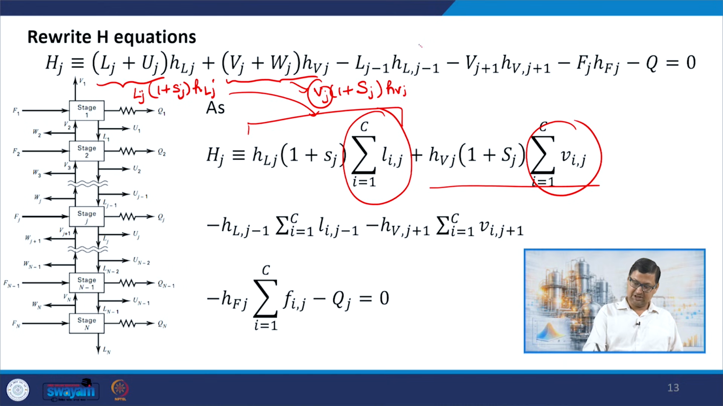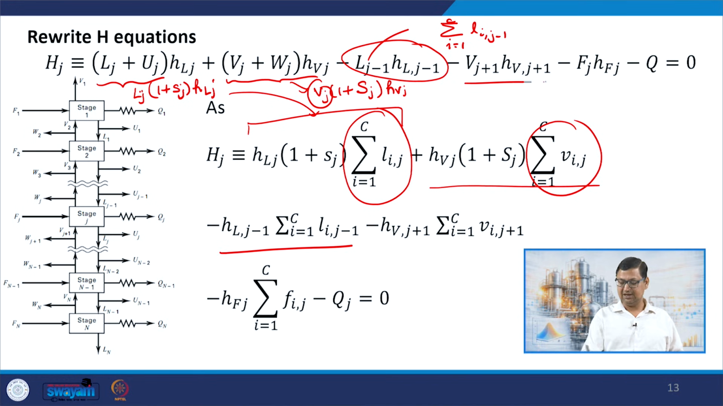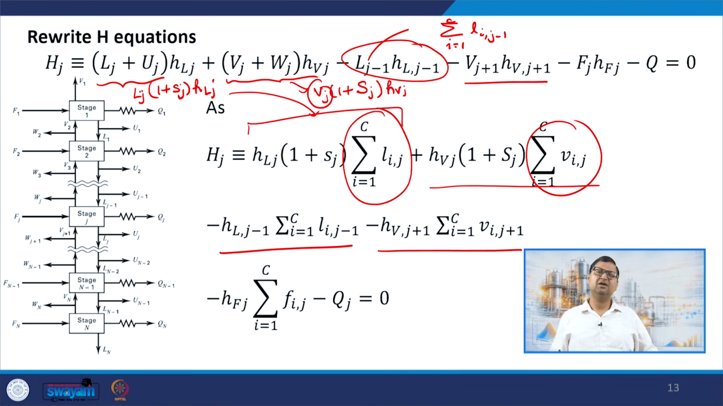Now similarly, for the third term, Lj minus 1, I can write as summation over i from 1 to C of Li for j minus 1. That gives me the third term here. Similarly, we have the fourth term. All the liquid and vapor total flow rates I am replacing by the summation over the component molar flow rates, because that is my new variable which I want to work with. Similarly, Fj, the feed molar flow rate, is the sum over the component molar flow rates in the feed, and Qj is as it is, right.